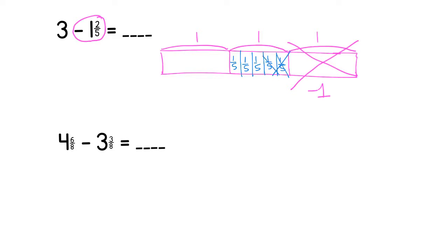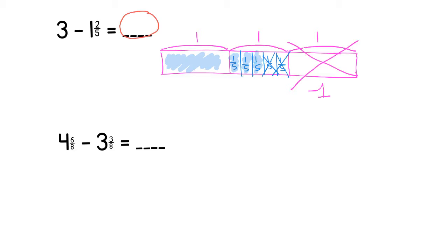Minus 1/5, minus 2/5. How much is left? Well, I have 1 whole, 1 1/5, 1 2/5, 1 3/5. That answer goes here. I'm going to show you it as a number bond now.